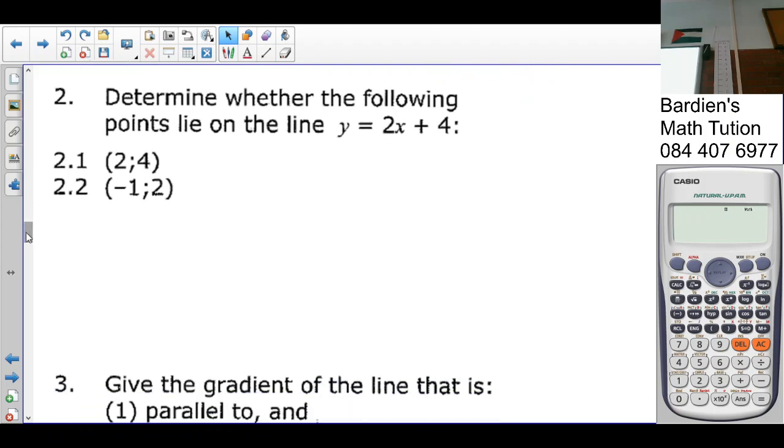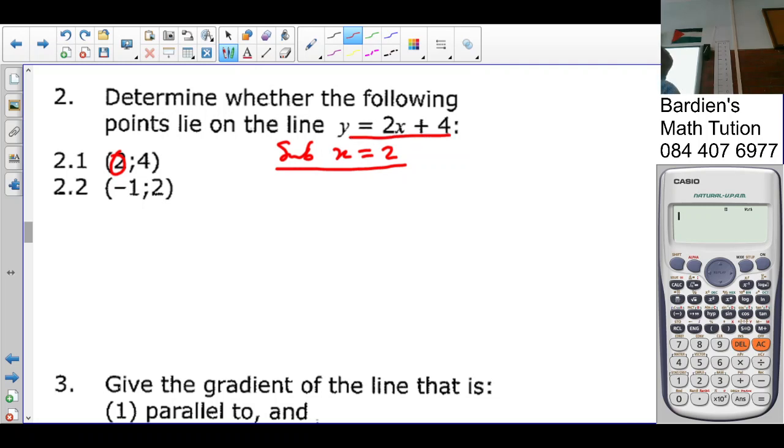In number 2 it says determine whether the following points lie on the graph, or the line, of y is equal to 2x plus 4. So, if we put the x in, what must we get out? The y. So what I do is I substitute either the x or the y. I'm going to substitute the x in. If the answer is not the given y value, then what does that mean? That point does not lie on that line.